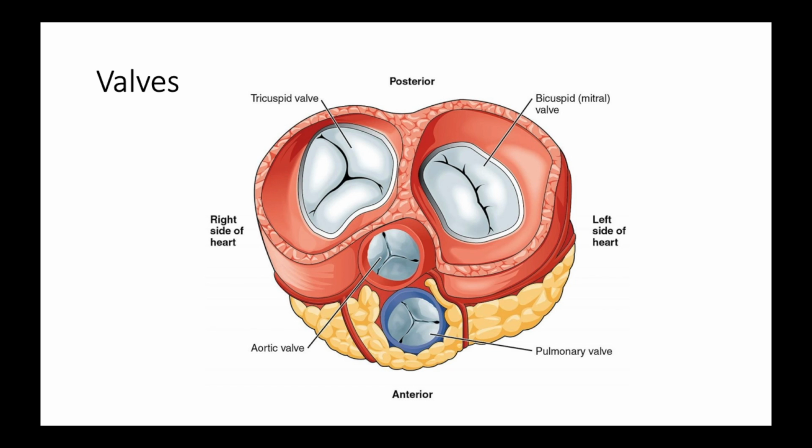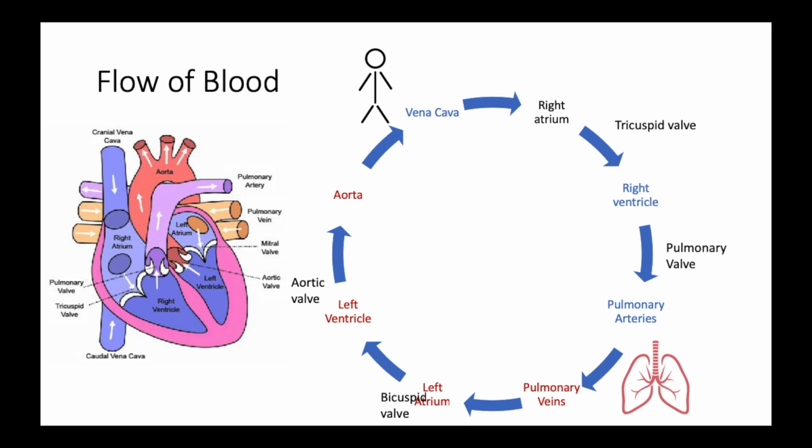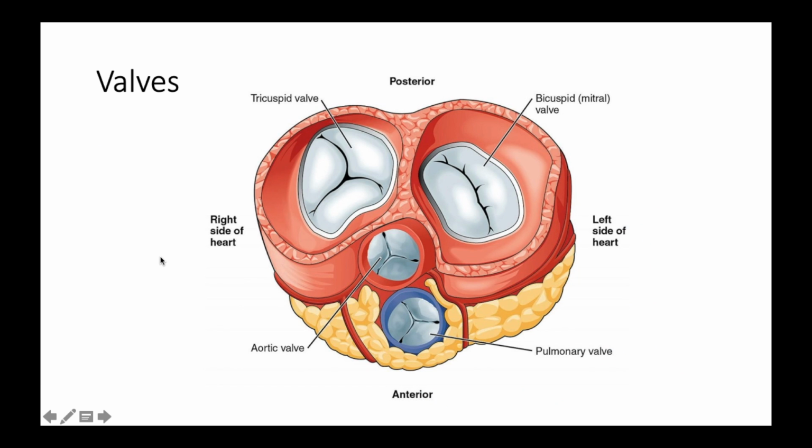Looking at the valves, the valves all have different names. We have 4 valves, and we have 2 types of valves. We have the atrioventricular valves, which sit between the ventricles and the atrium. So, atrioventricular valve. And then we have the semilunar valves, which sit between the ventricles and the vessels.